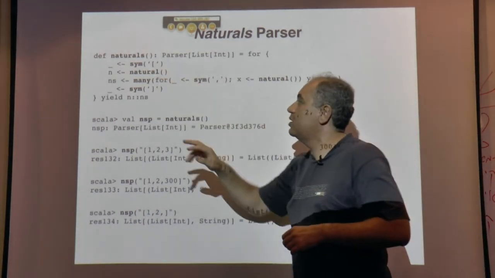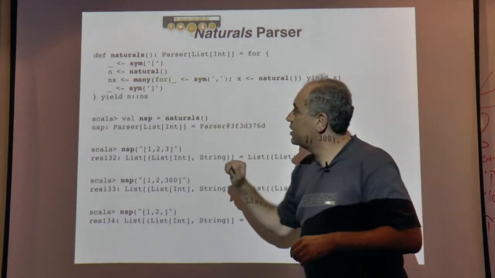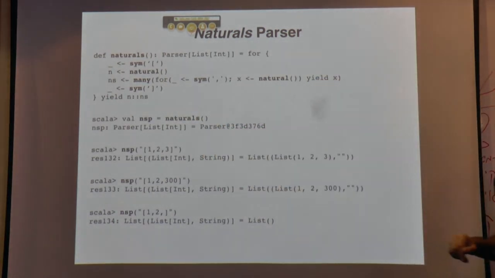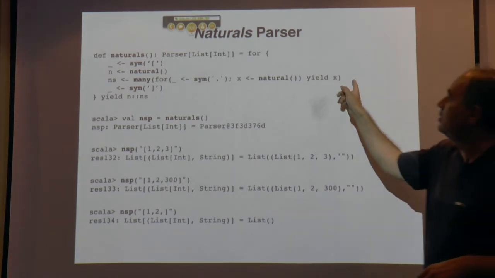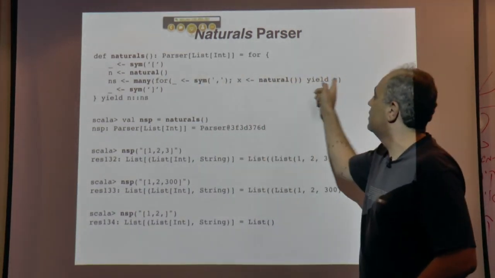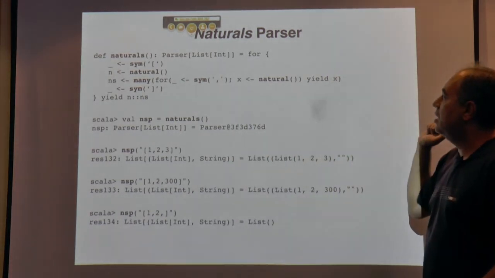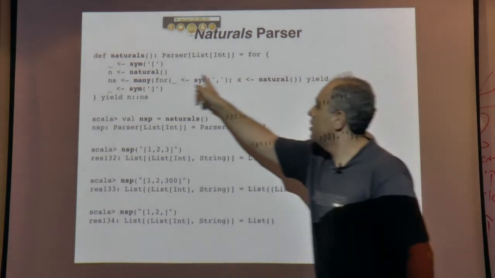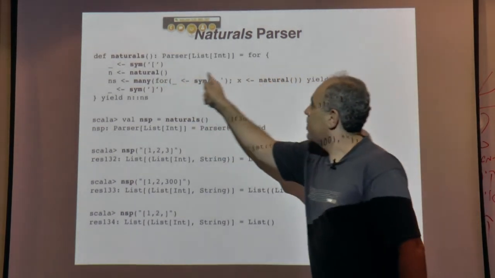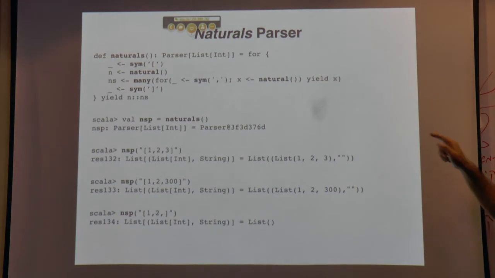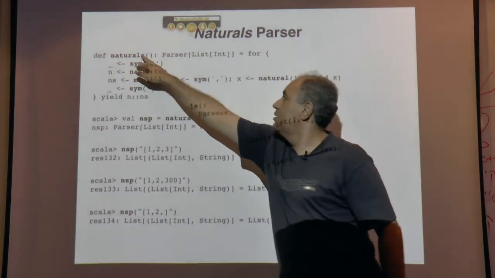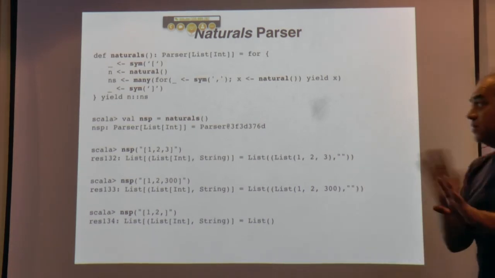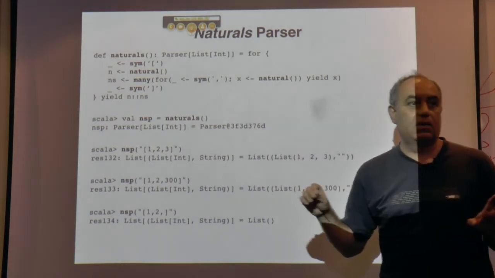So first, we try to recognize the open bracket. Then we try to recognize numbers. Then we try to recognize many comma-separated numbers, and this is actually comma-separated number. No, it's not recursive. It's naturals. Yeah, it's not recursive. No recursion. Very simple.